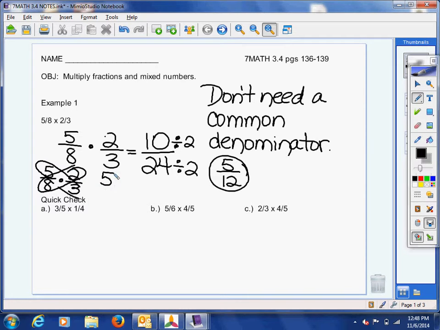Let me show you what that looks like, because you're looking at the diagonals. The first diagonal, 5 and 3, nothing reduces it. But we know that 2 will reduce 2, and 2 also reduces 8. So what's 2 divided by 2? 1. What's 8 divided by 2? 4. And then you multiply straight across. What's 5 times 1? That's so much easier. And what's 4 times 3?